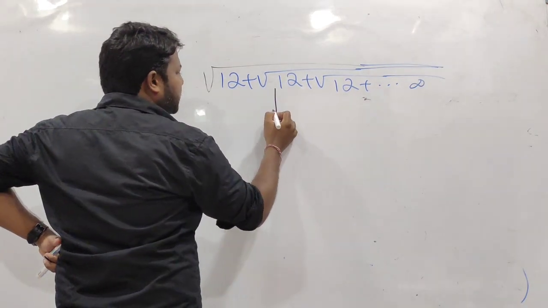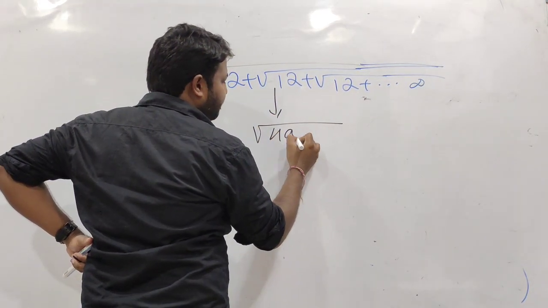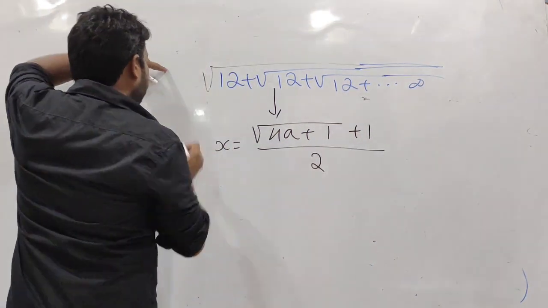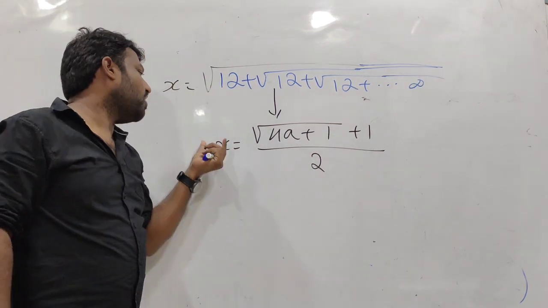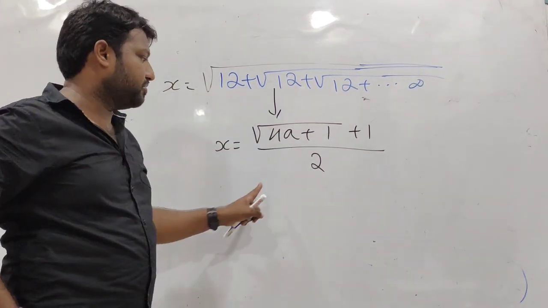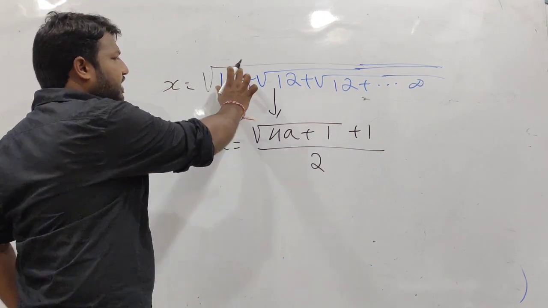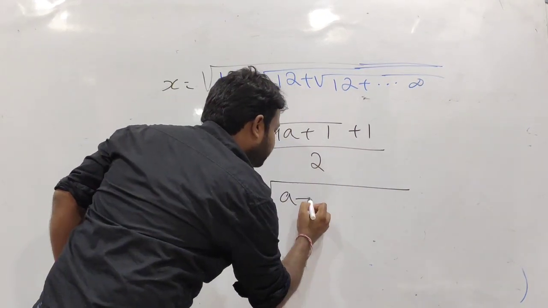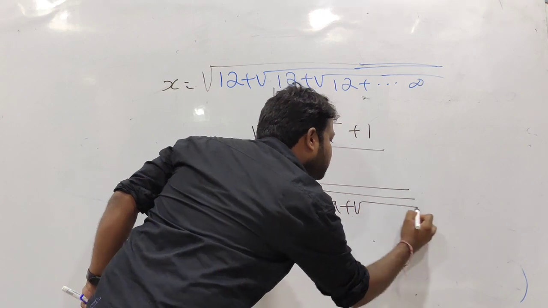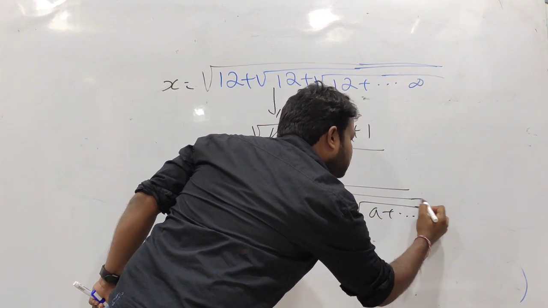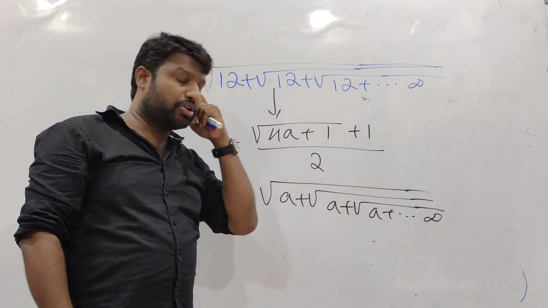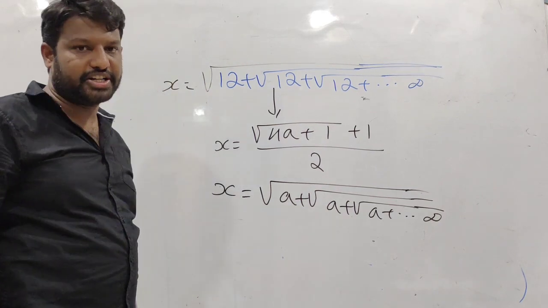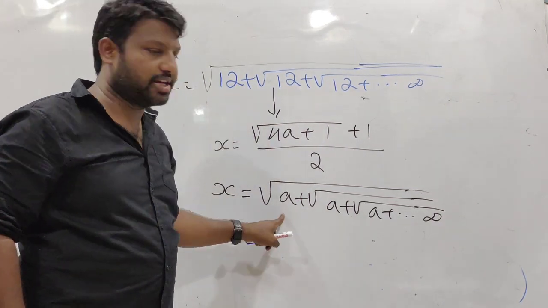The formula is nothing but (root of 4a plus 1, plus 1) by 2. So directly what will you get this value as? If I take this as x, the formula is root 4a plus 1, plus 1, by 2. How do you get this formula? Same method. Instead of 12, I will take a. I won't derive it. Suppose they have given root a plus root a plus root a and so on up to infinity. This is a generalized form. Same method, if you do, you will get the answer.